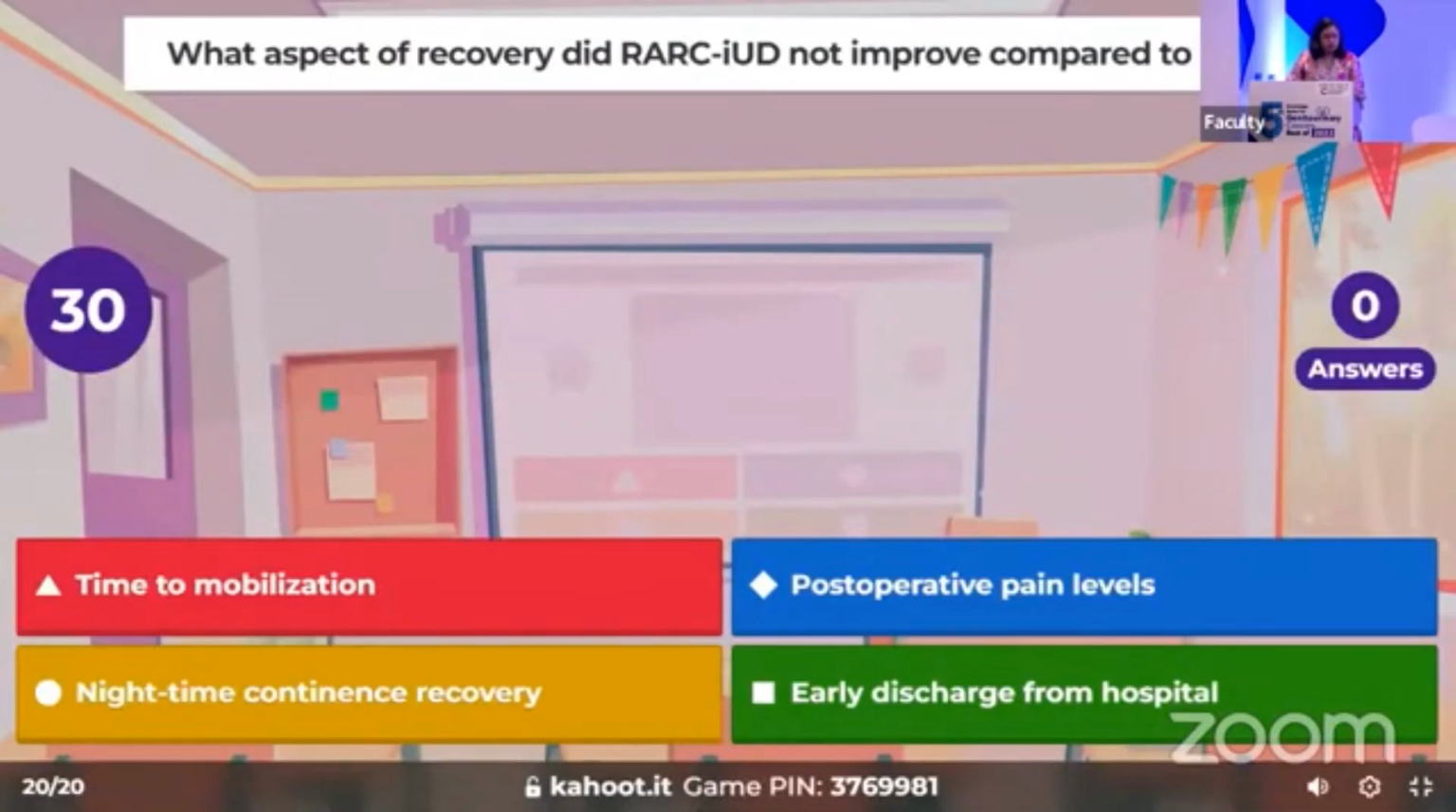So what aspect of recovery did a robotic RARC not improve as compared to an open surgery, that is an ORC? The first option, time to mobilization. Second is post-op pain levels. Third is nighttime continence recovery. Fourth is early discharge from hospital. So which was not improved by the use of robotic?